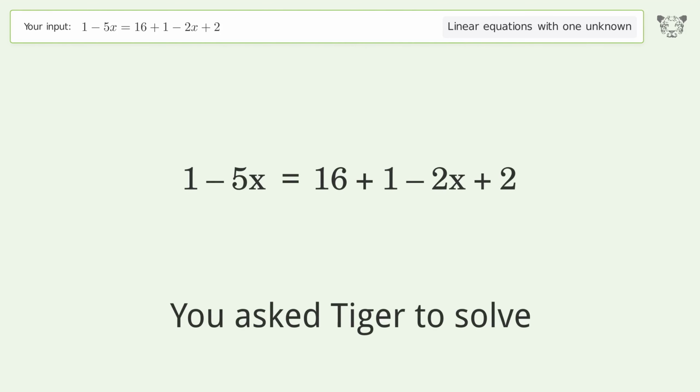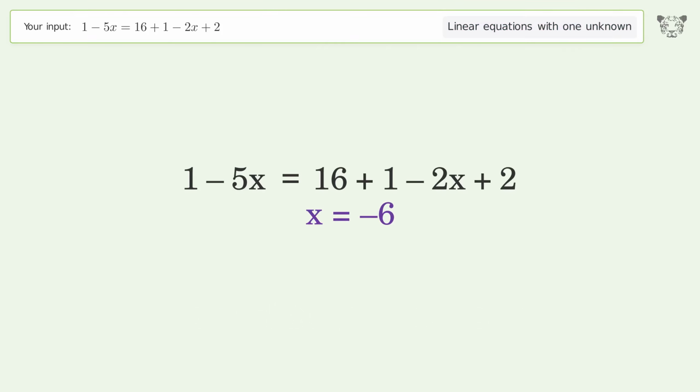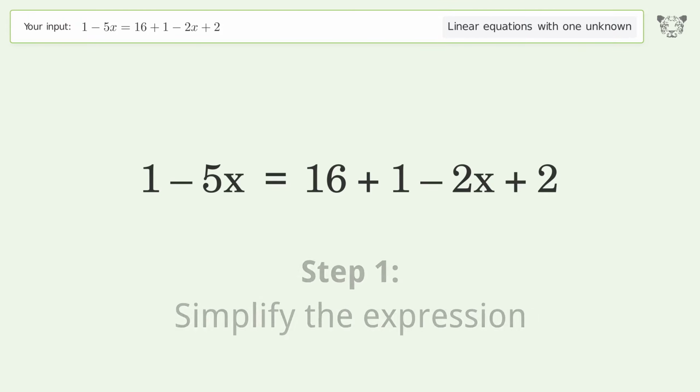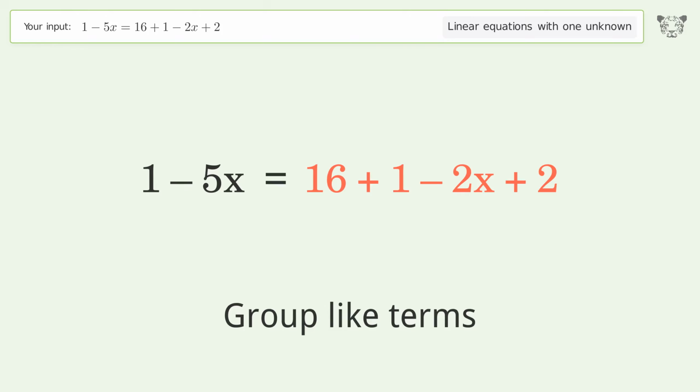You ask Tiger to solve. This deals with linear equations with one unknown. The final result is x equals -6. Let's solve it step by step. Simplify the expression. Group like terms.